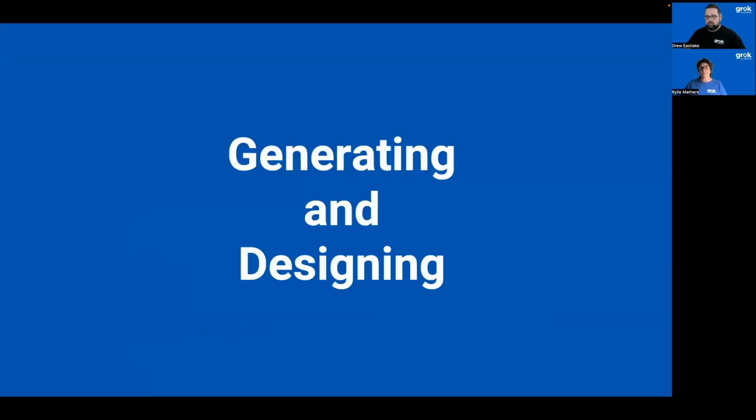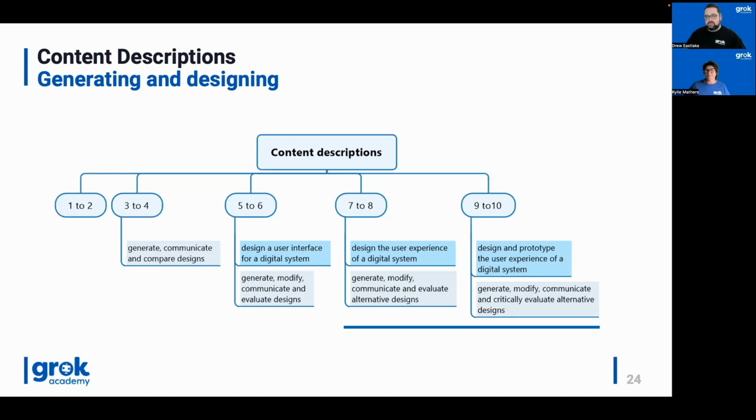So once we've really looked into that definition of the problem, of the solution that we want to address, and looked at those user stories, we now want to get into starting to generate and design. So the content descriptions for generating and designing, there's only 4 of them. So 2 for 7, 8, 2 for 9, 10. Design the user experience of a digital system, generate, modify, communicate, and evaluate alternative designs, and design and prototype the user experience of a digital system in 9 and 10, and generate, modify, communicate, and critically evaluate alternative designs.